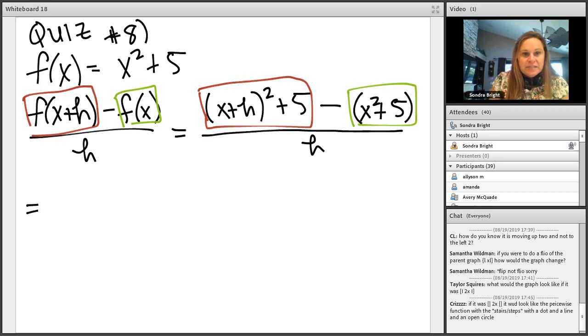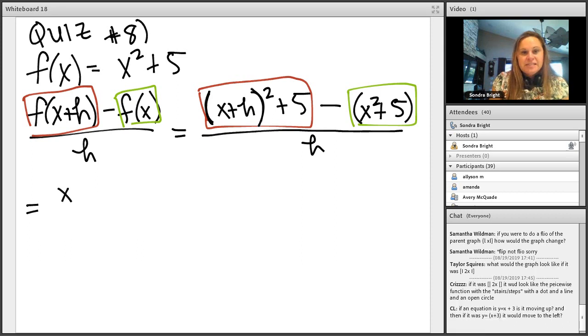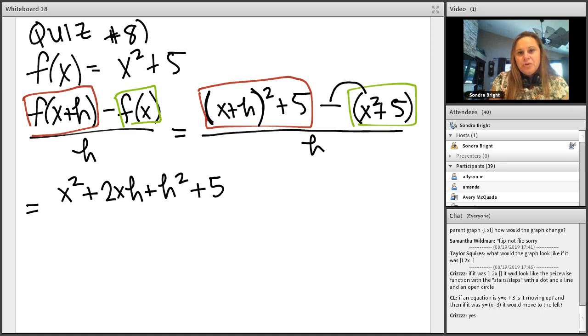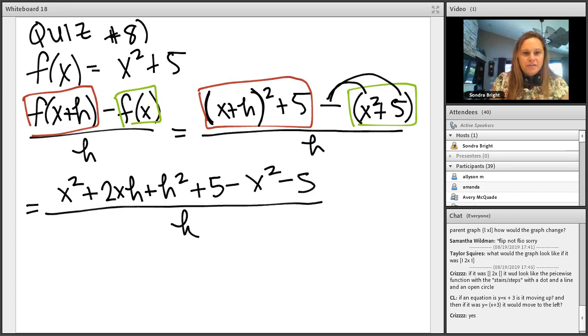Now, you do need to remember that when you square x plus h, it's x squared plus 2xh plus h squared. You got to remember there is a middle term there, and there's a 2 in front there. And then you still have the plus 5. You need to distribute this minus sign into both of those guys. So a minus x squared and a minus 5 all over h.